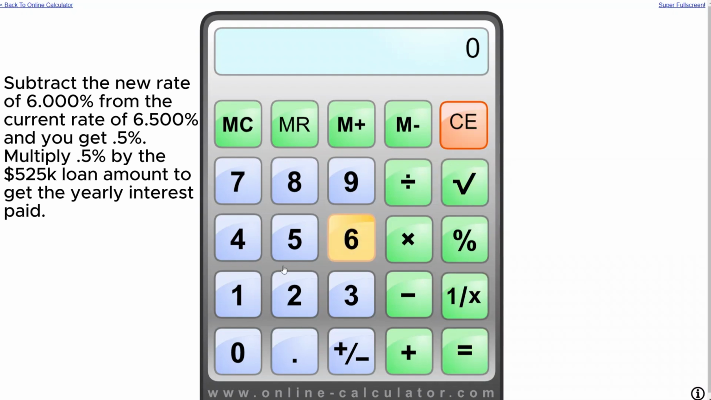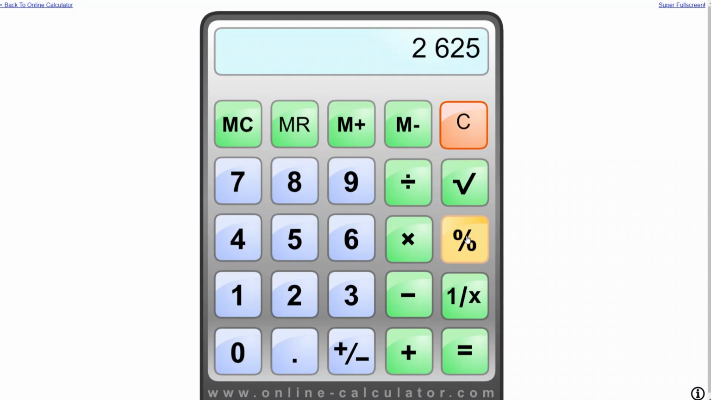So now you take your loan amount of $525,000, and you want to multiply that by that difference, that savings of a 0.5%, and you get $2,625. That is your interest savings for the year. So I'm going to take that $2,625 interest savings for the year and divide that by 12, because I want to get the monthly. And I come up with $218 and some change. So let's just call it $218 a month interest savings.